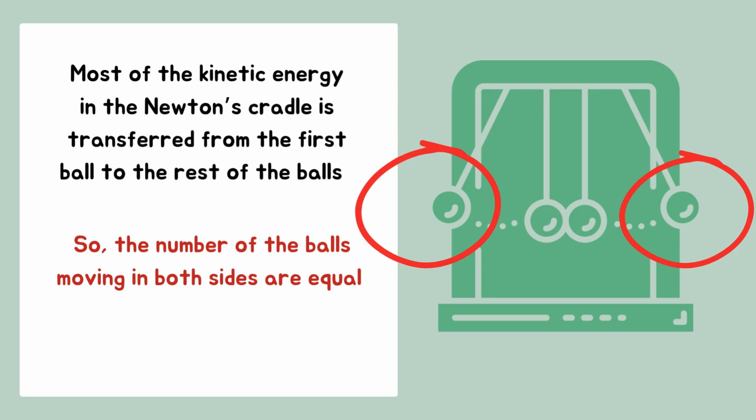And the number of the balls moving on both sides is equal. If we raise one ball, then when the kinetic energy moves through the balls, the last ball will be raised up, only one ball, as the number of the balls moving on both sides must be equal. So if we raise two balls, what happens? Two balls from the other side will move, okay?